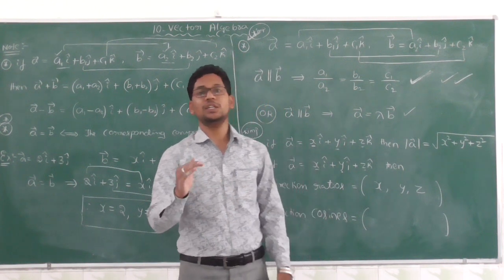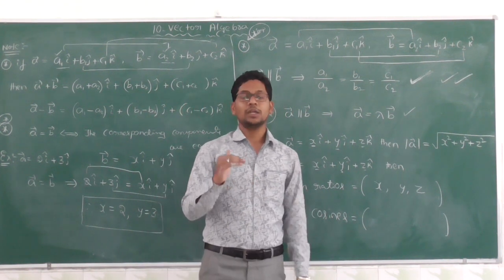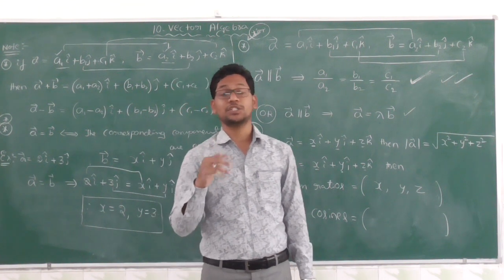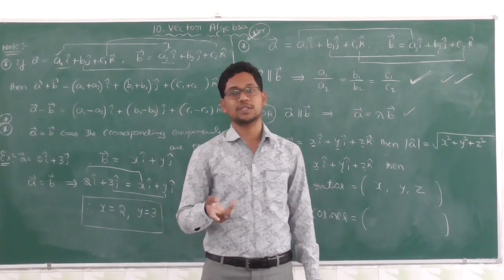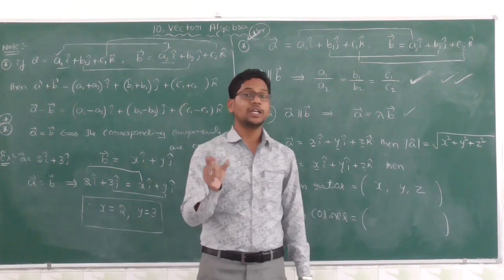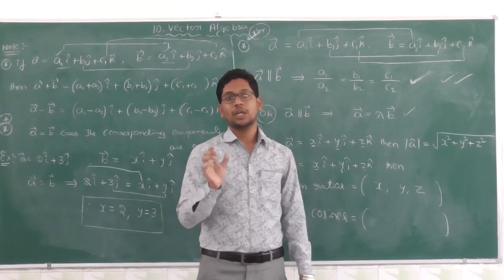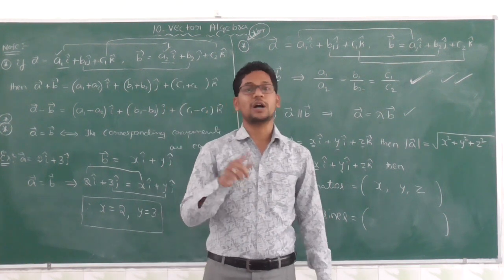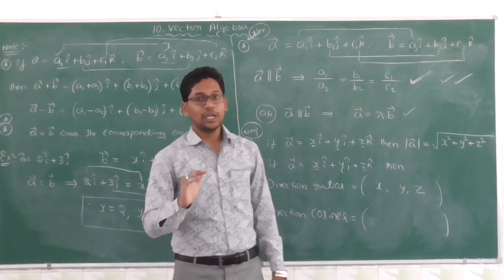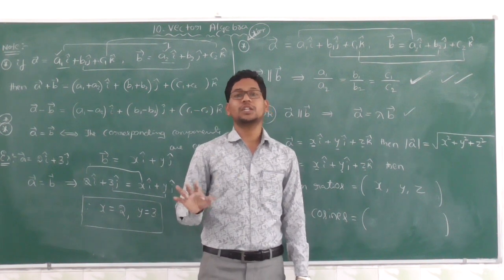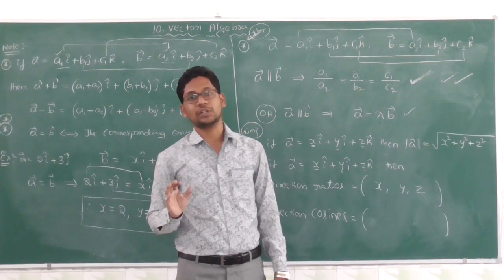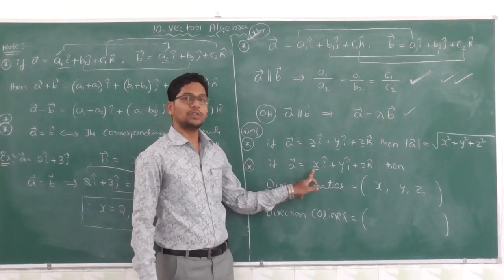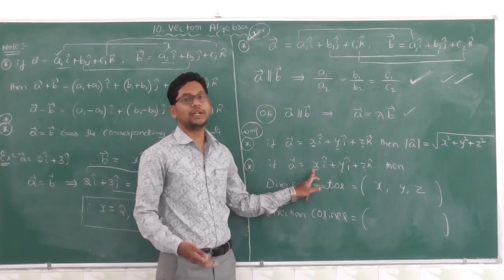If the angle is given in the problem, then we have to take the direction cosines as cos alpha, cos beta, cos gamma. If the angles are not given, then how to find the direction cosines? Only the vector will be given in the problem. Then how to find the direction cosines?